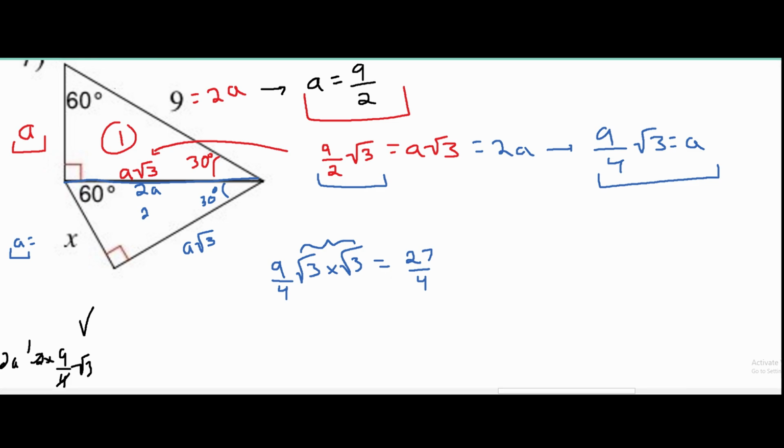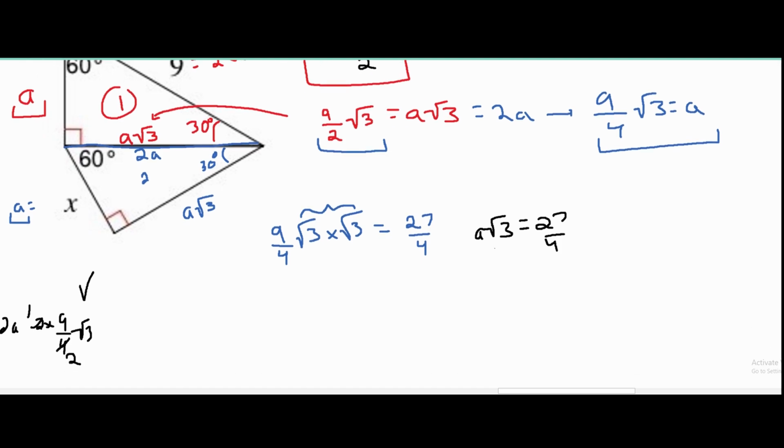We know that a square root of 3 is equal to 27 over 4. Well, to get a, we need to divide both sides by square root of 3. After we do this, we're going to cancel out these, and we get a is equal to 27 over 4 times square root of 3.